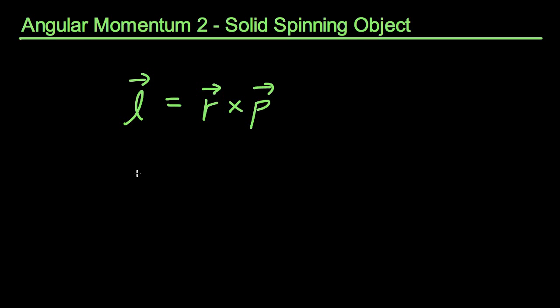We also saw that in practice, this formula is most useful in the form r m v sine phi, where r is the magnitude of the radius vector, m is the mass, v is the magnitude of the velocity or speed, and phi is the angle between the radius vector and velocity vector. In this lesson, we will consider a single solid spinning object.